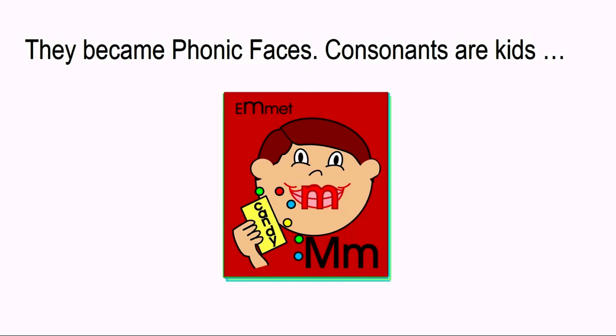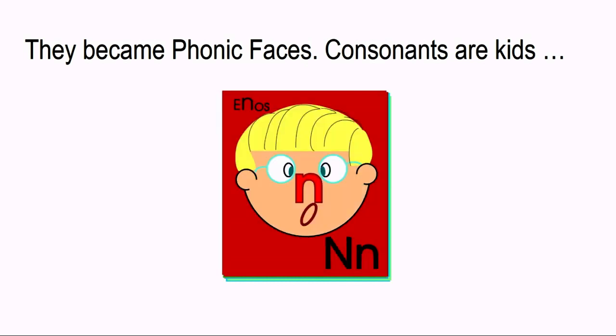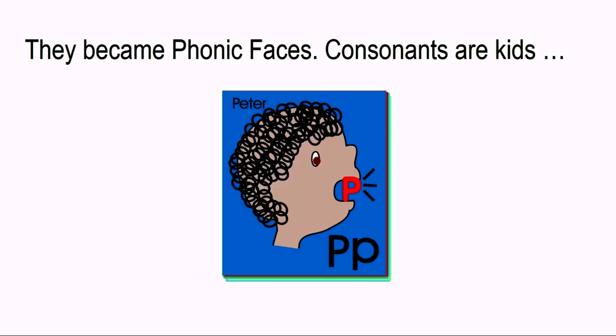We've talked about M as the Cupid's bow on the mouth. N is the nasal sound, so it looks like your nose. P is very similar to B. You stop the sound, but this time it's your top lip that you're going to pop. P, p, p, very quietly.